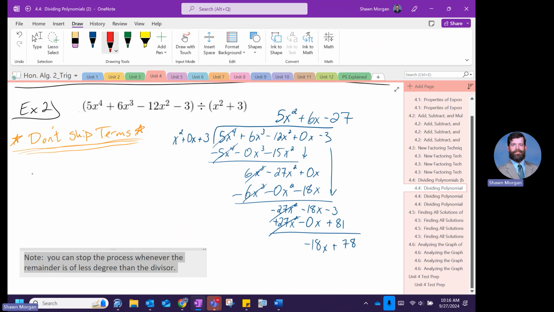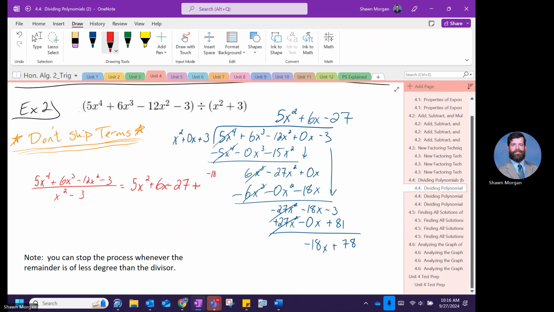Let's do this. So I got 5x to the 4th plus 6x to the 3rd minus 12x squared minus 3, all divided by x squared minus 3. And that's going to equal 5x squared plus 6x minus 27. And then a big fat plus negative 18x plus 78. Ugh. Hold on. Let me make a little more room.